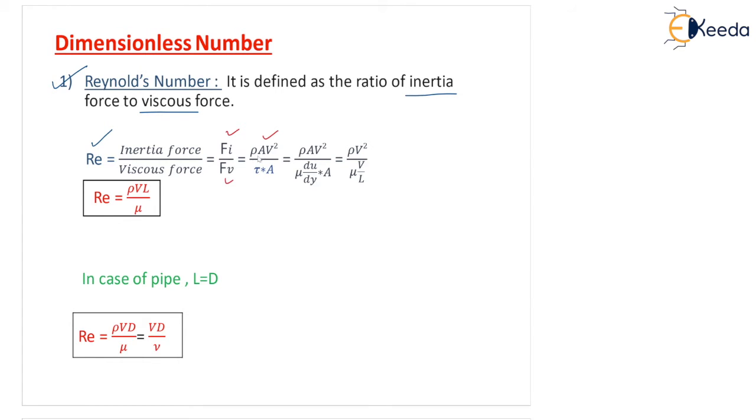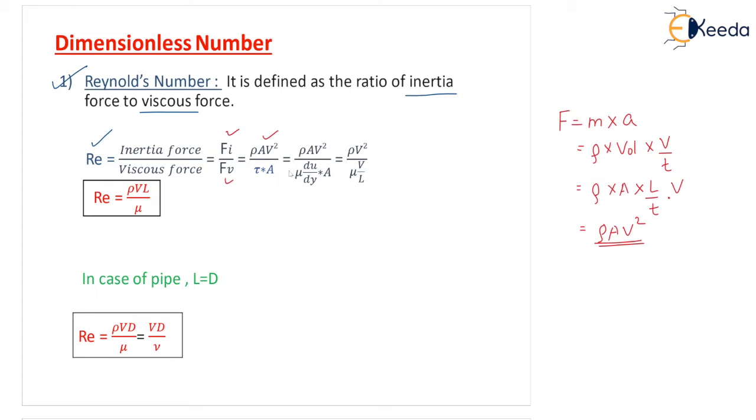This formula we have already seen in the last slide. Inertia force is mass into acceleration, right? Mass equal to density into volume, volume into acceleration. Acceleration is V by T. Volume can be written as area into length, and T I will write here, and V is already there. So I can write rho A, L by T is your V, and this V is square, so rho A V square. So that is the inertia force.